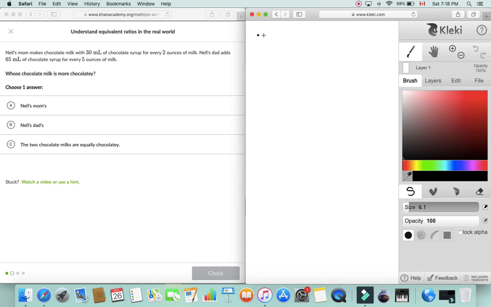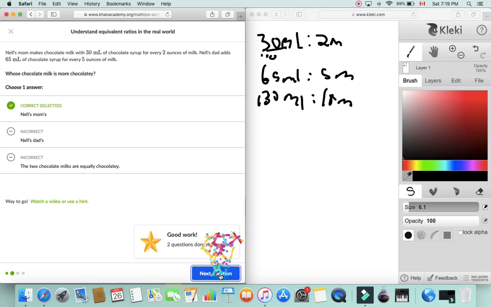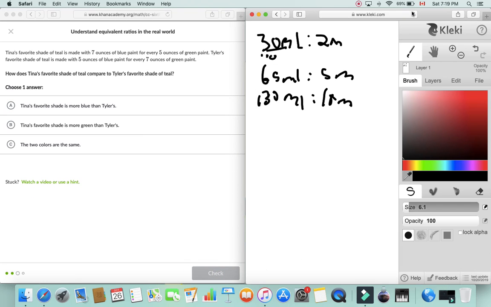Okay, so it's 30 ml to 2 ounces. That's for mom, okay? But dad is 65 ml to 5 ounces. So what I can just do is make it 10. So multiply by 2 on both sides. Wait, 60, 130. Okay, so let's do that. But on this side, times 5 is 150. But that's a 130. So this one's more chocolatey. Mom is more chocolatey. Because she loves chocolate.